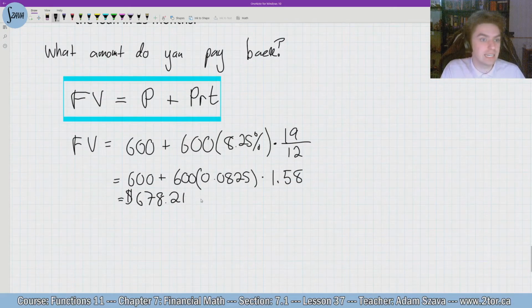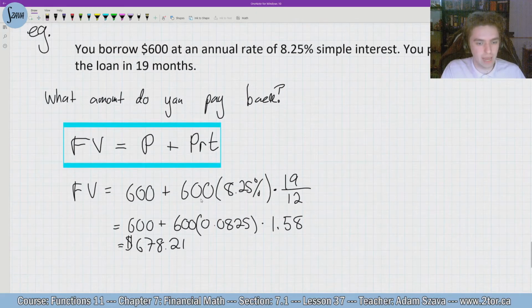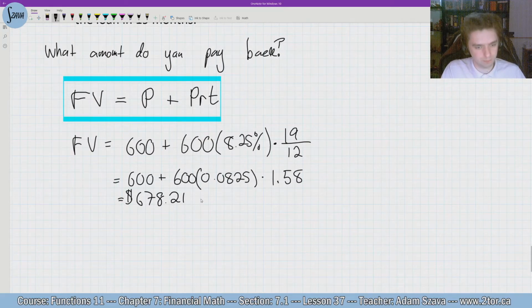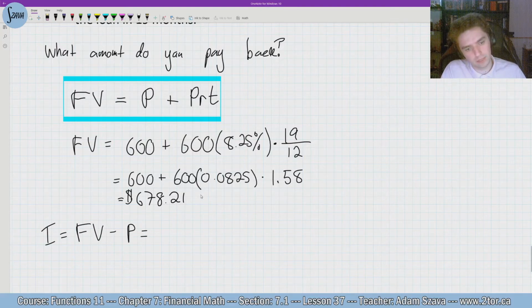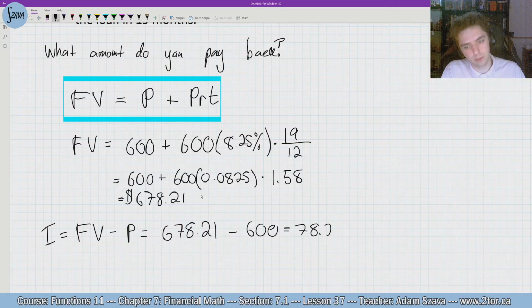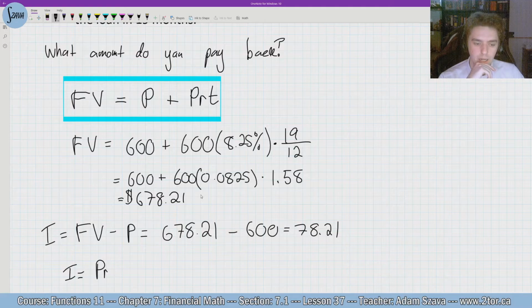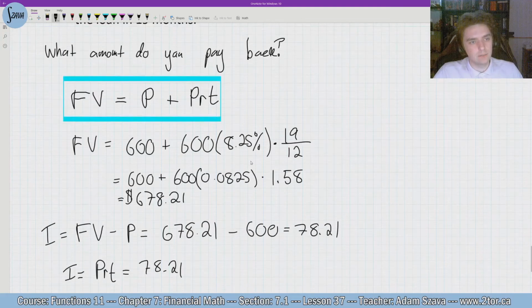Then the next part of the question is, what's the interest? What's the actual interest that you have to pay, the extra interest you have to pay here? So the interest is just going to be your future value minus the principal, which is 678.21 minus the principal, which is 600. It's $78.21. So you've paid $78.21 here. Of course, you could also do this by just using the actual formula for the interest, which is PRT, and you'd also get $78.21. So there's two ways to do that.